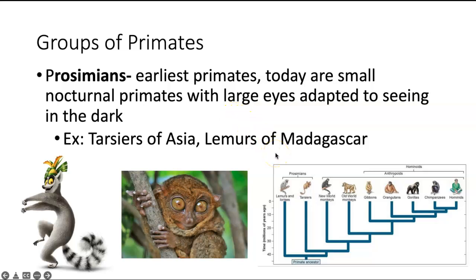Prosimians are the earliest primates, and today they are nocturnal primates with large eyes adapted to seeing in the dark. For example, you have the tarsiers of Asia and the lemurs of Madagascar. There are a few other groups in here, but these are our furthest relatives. Remember, the closer you are on this cladogram, the more related you are. So chimpanzees might be our first cousins and gorillas our second cousins. Obviously there's more distance than that, but that's just a way to explain it.